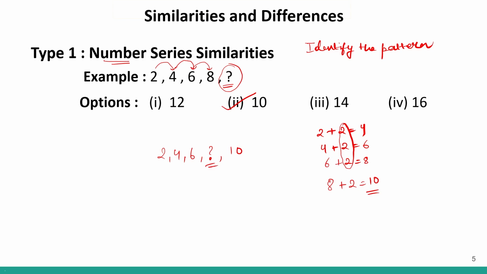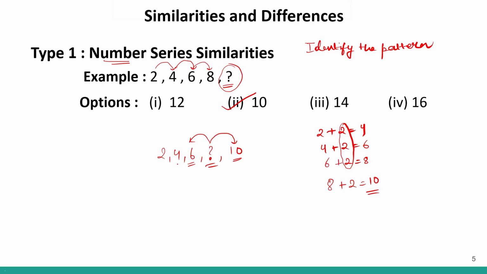We can get a missing element in between of the series. In that case, we'll do the same thing. We'll identify the logic, and then we'll make sure that this missing element follows the logic with the next number as well as the previous number. So this is how we solve number series similarities.